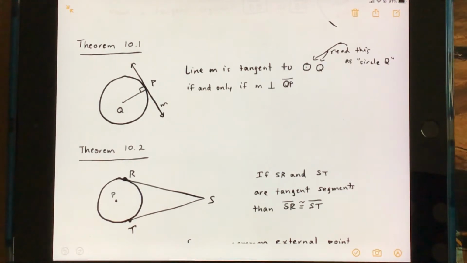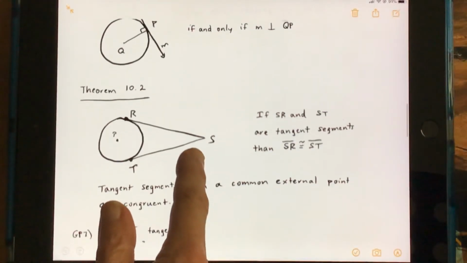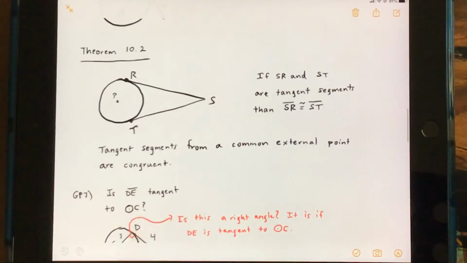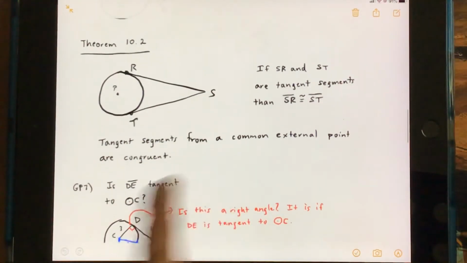Theorem 10.2 relates the 2 segments that we can draw outside of the circle connecting at 1 point external to the circle. It says that if we have 2 line segments that are tangent to the circle, such that they form a common external point, those 2 line segments will be congruent. So in this case, if SR and ST are tangent segments, then line segment SR is congruent to line segment ST.